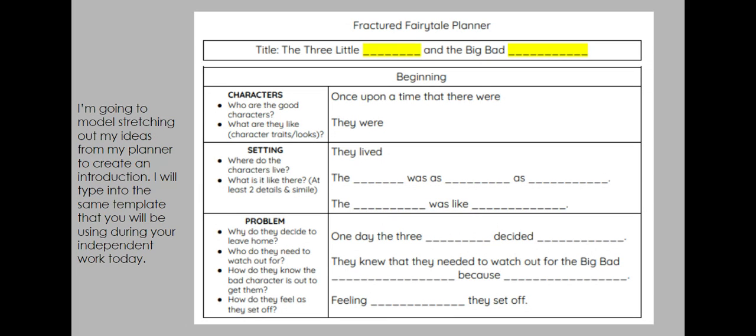Why do they decide to leave home? Who do they need to watch out for? How do they know the bad characters are out to get them? How do they feel as they set off? So I'm going to keep those questions in mind as I write and try to answer them as I fill in my blanks. One day, the three penguins decided to move to a new ice floe in hopes that they would find more fish to eat.